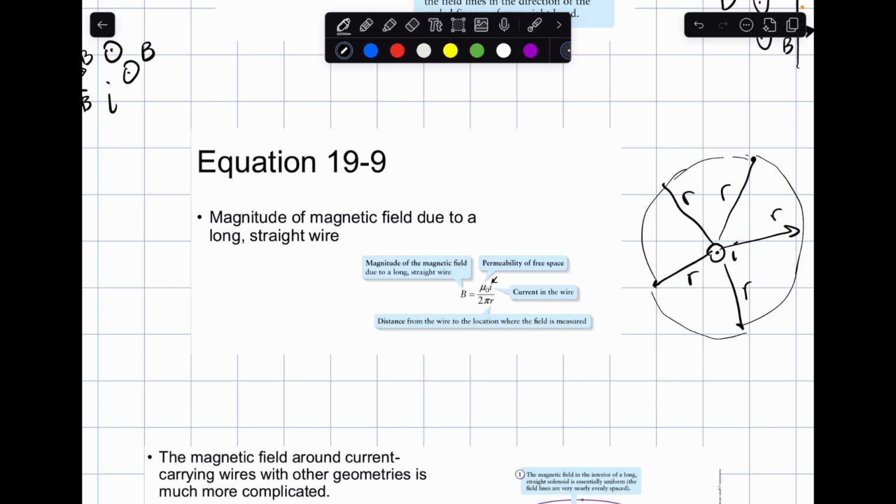Mu naught, what's mu naught? Mu naught is a constant, a lot like epsilon naught. Mu naught is 4 pi times 10 to the minus 7. Okay, so that's the value of mu naught. And then we have divided by 2 pi r. Okay, so that is the magnitude of a magnetic field due to a long straight wire, okay? And you can see that this magnitude is constant anywhere on a circle around the wire.